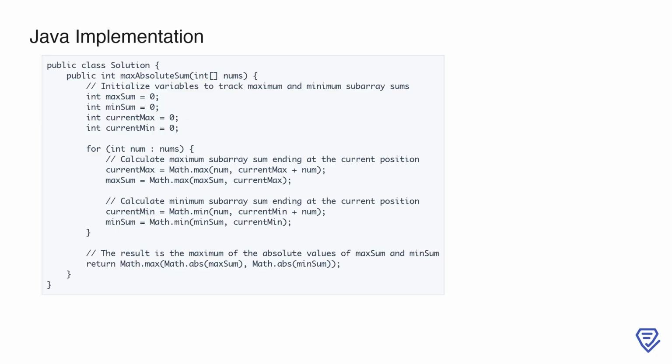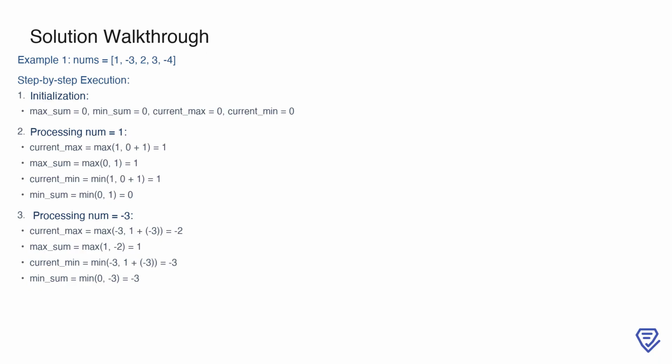The solution ensures optimal performance with O(n) time complexity. To solve this problem, we start by initializing four variables, max_sum and min_sum, both set to 0, and current_max and current_min, also set to 0. These help us track the maximum and minimum subarray sums as we iterate through the array.